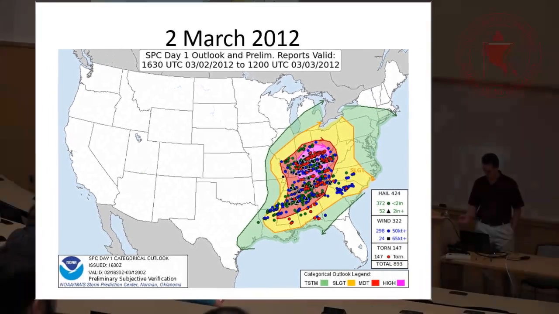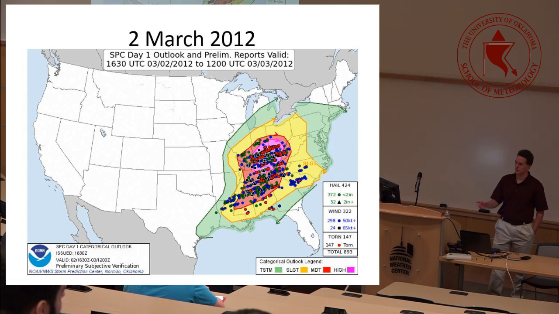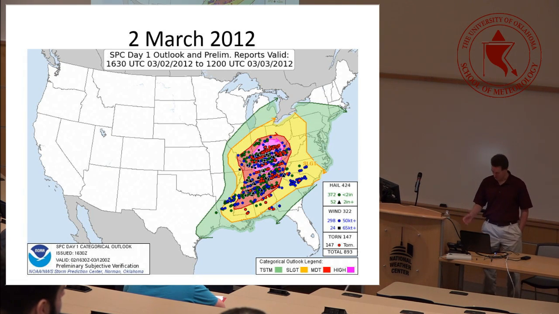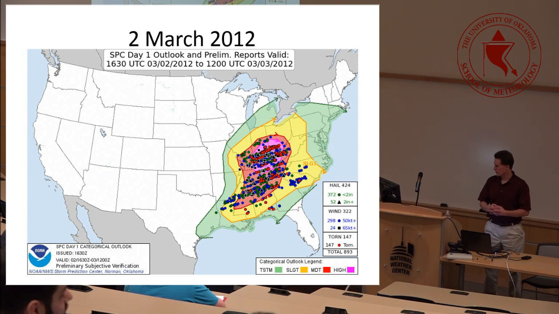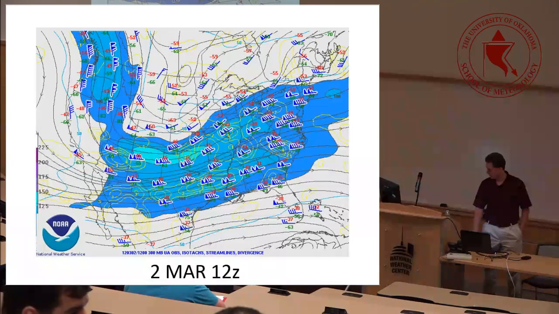This is March 2nd of 2012. We were in this kind of real active period, which has almost completely ceased since then. But we have another high risk. This one's focused up more toward the Ohio River, moderate risk down into the northern parts of Mississippi, Alabama. The main tornadoes were close to the Ohio River. That was the most significant activity in this event.